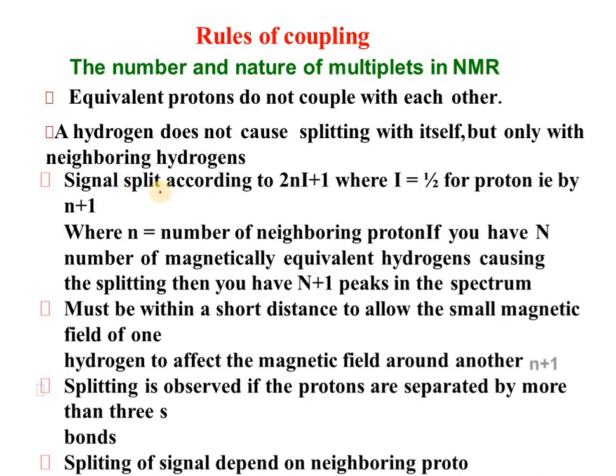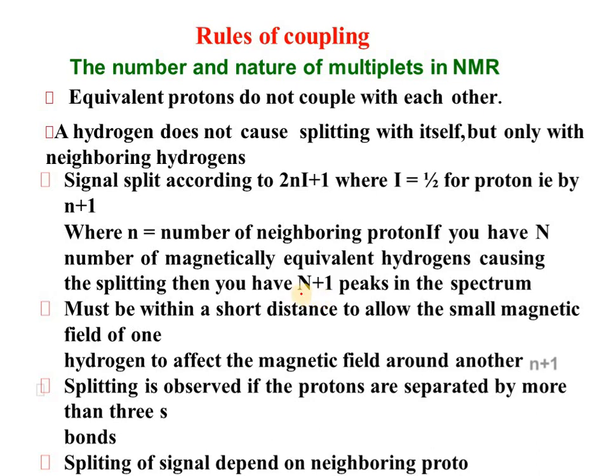Signal splits according to 2nI plus 1, where I is half for a proton, because we are doing only proton NMR signals, so it is only half. That is the n plus 1 rule, where n is the number of neighboring protons. If we have n magnetically equivalent hydrogens causing splitting, then we have n plus 1 peaks in the spectrum.